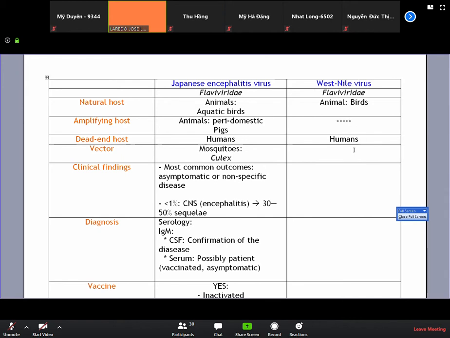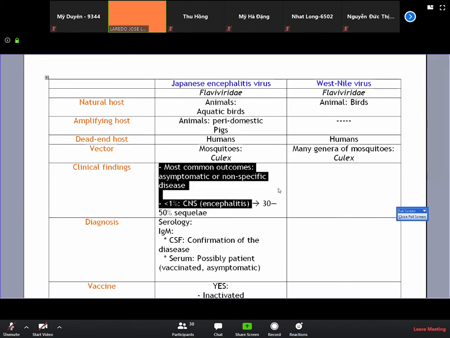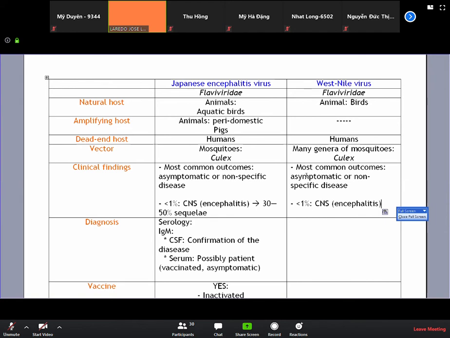The vector of transmission are also mosquitoes. Many genera of mosquitoes, but maybe the most common are also Culex. But Aedes may be also vectors of West Nile encephalitis. What are the outcomes? The outcomes are the same as for Japanese encephalitis. Most patients will be asymptomatic, or have non-specific disease. And less than 1% of patients will suffer encephalitis, so the same. And some of them with sequelae.